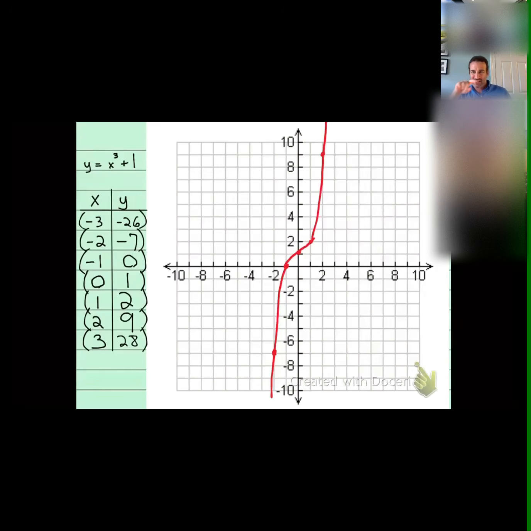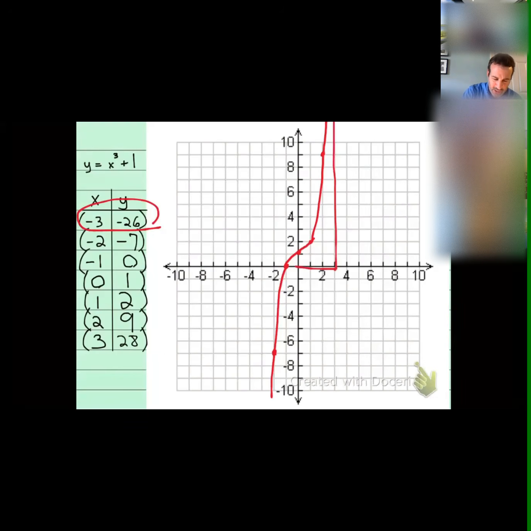Okay, so see how it's kind of like a snake like that? Now, would you believe that this graph runs through -3, -26? That would be back 3 and down, all the way down to -26. Would you believe that? Yeah, that looks like where the graph's going. And would you believe that the graph goes to 3, 28? Let's see. Yes. 3 and all the way up to 28? Yeah, I'll believe that. That's where it looks like it's going. Okay, so this is the graph that you'll pick.